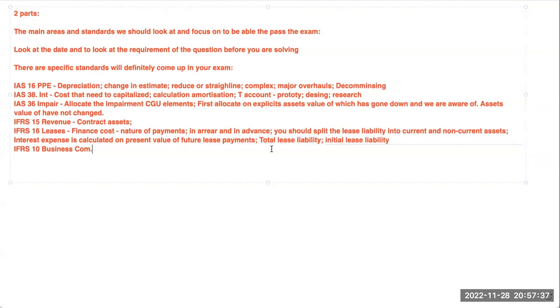Okay, and coming to IFRS 10 Business Combinations, you will definitely be examined on this standard within section A or section B, and this will eventually come up in section C, whether it's the preparation of the financial statements or the interpretation of the financial statements.